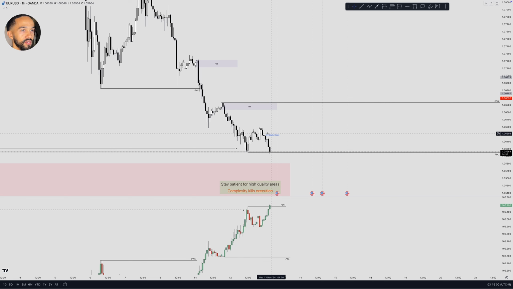Maybe. It may just be internal up into this area before we continue that trend. But of course, we're in a discount, fresh sell side liquidity, fresh buy side liquidity. So we have to be cautious of continuing that trend against these things.